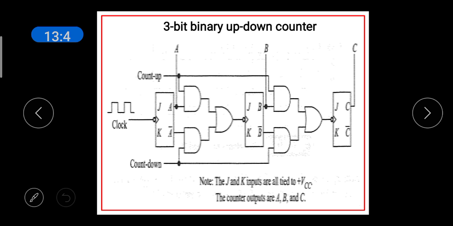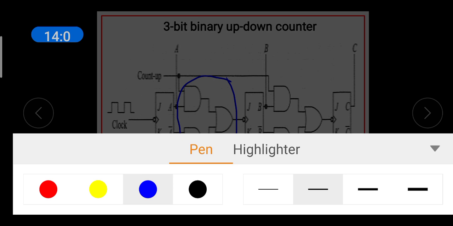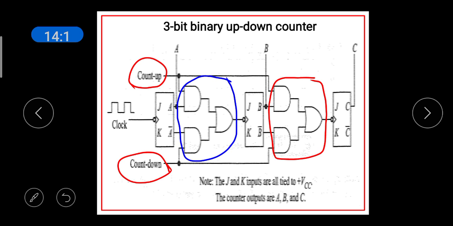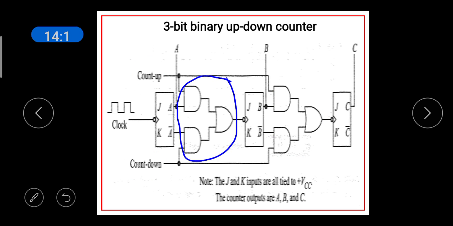This slide shows you a 3-bit binary up-down counter, a mod 8 binary up-down counter. You know that this is called the control circuit. We use this control circuit to select any of the two modes. Here, the control circuit selects either count up or count down. The control circuits contain 2 AND gates and 1 OR gate. Count up is given to the first AND gate of the control circuit. Count down is given to the second AND gate of the control circuit.